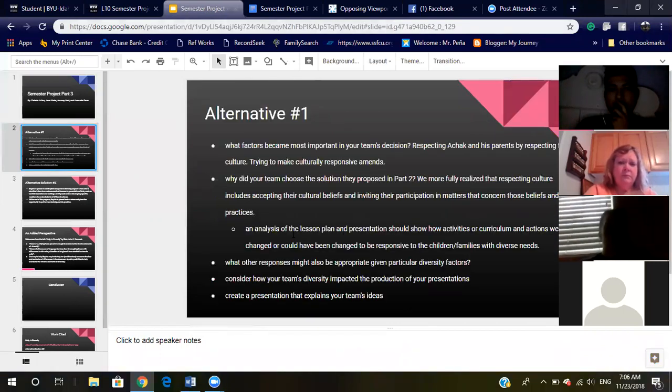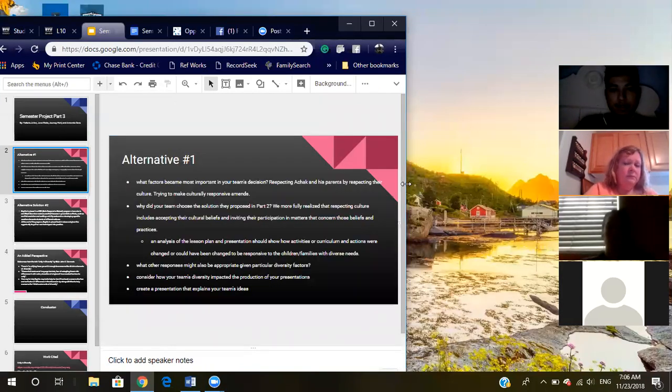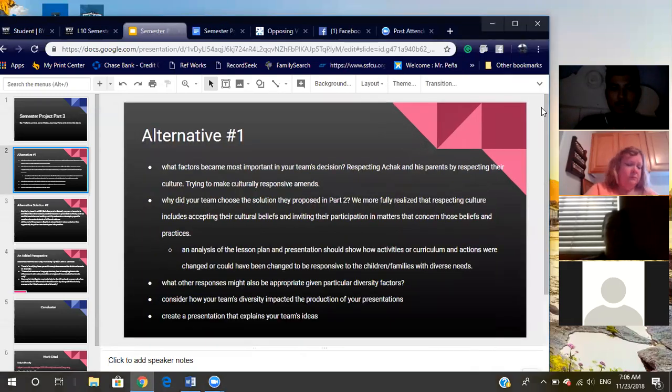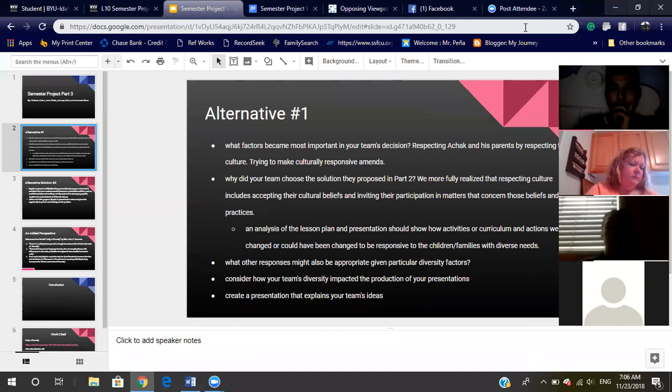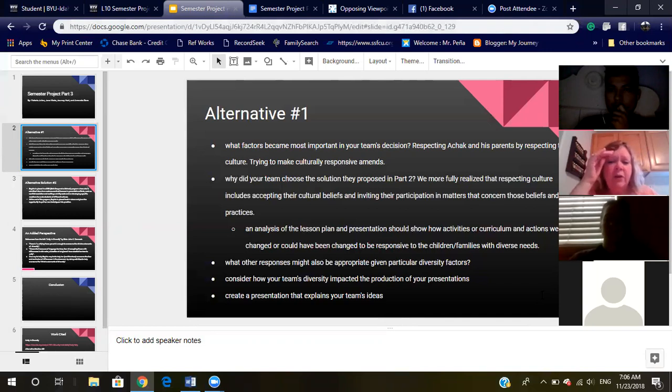And so the first one we discussed a little bit on how this bottom part, it says analysis of the lesson plan and presentation should show how activities or curriculum and actions were changed or could have been changed to be responsive to children, families with diverse needs. So what exactly do you mean by that, Jane? I'm sorry, what exactly do I mean on what? On an analysis of the lesson plan and presentation should show how activities or curriculum and actions were changed or could have been changed to be responsive to children, families with diverse needs.